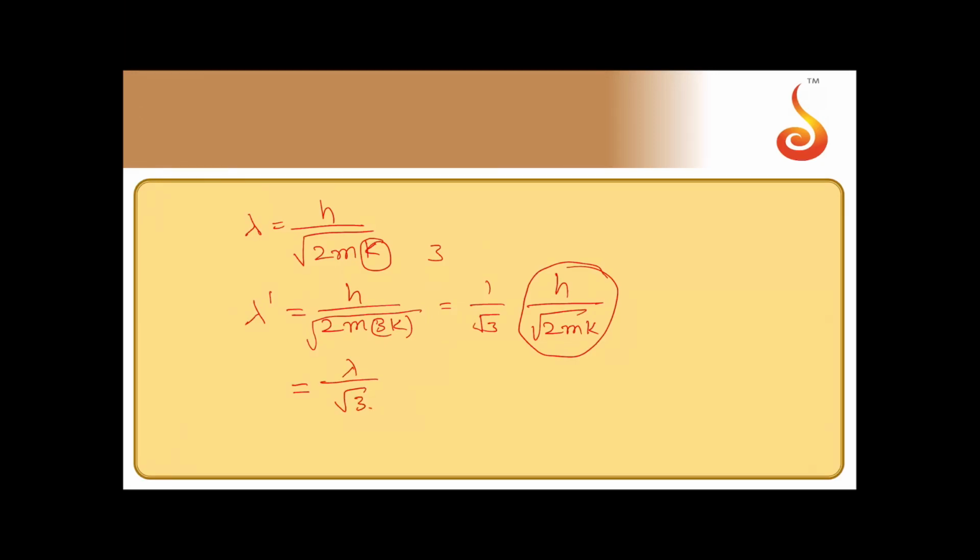So it changes by a factor. What is the extra term? 1 by root 3. So this is the factor. So that is option C.